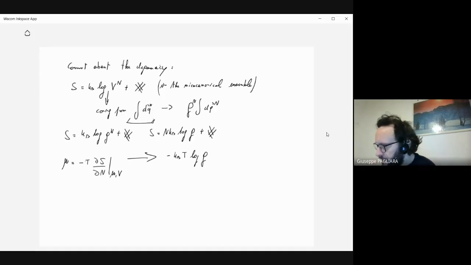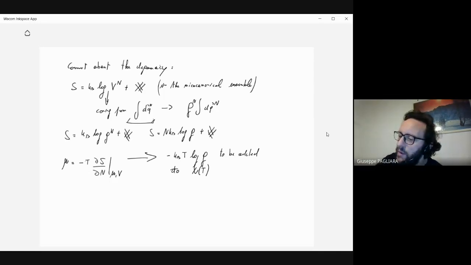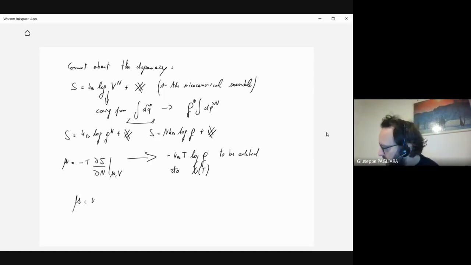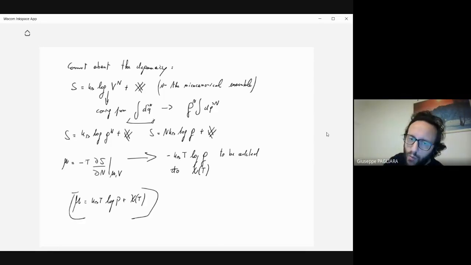Okay? To be added to chi of T. And mu was written in terms of a sum over chi of T, which is the chemical constant. Mu was equal to kBT log of pressure plus chi of T. Okay? And so if we have degeneracy, we have an additional minus kBT log of G that needs to be added to the chemical constant.